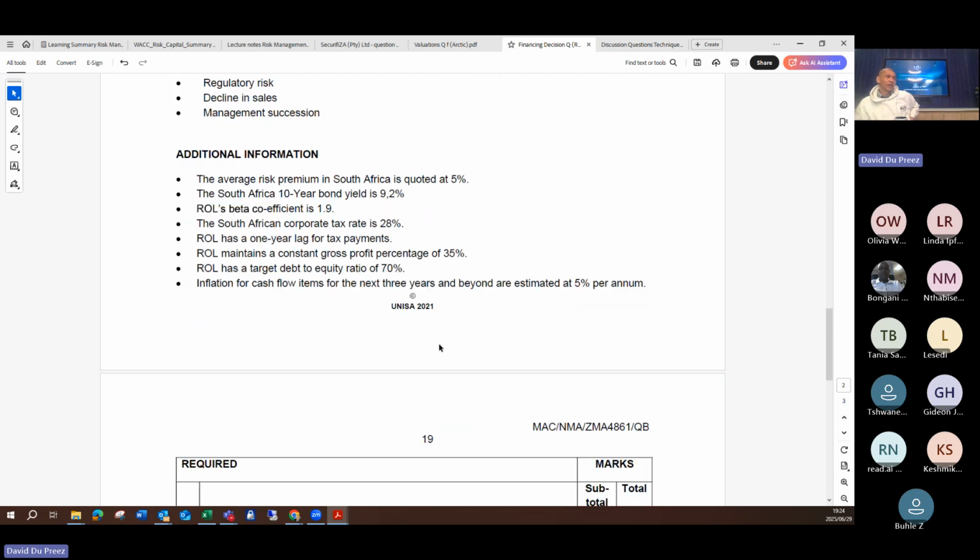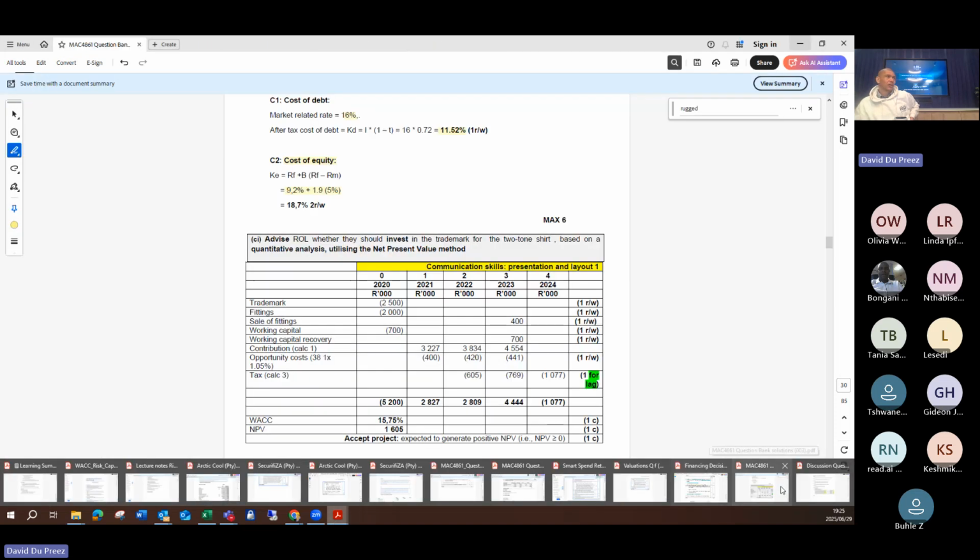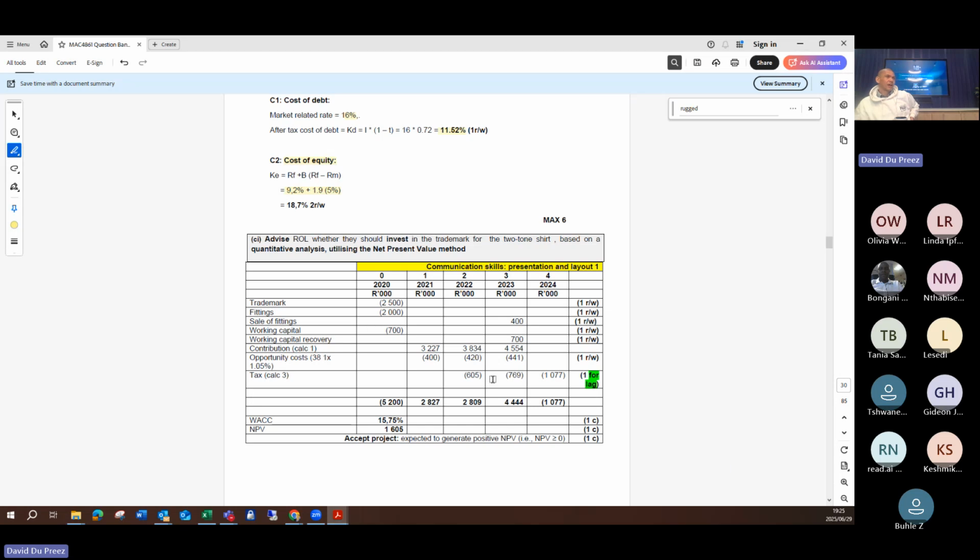And if you look at the allocated marks, 15 marks for that. This layout would have probably also been linked to the net present value calculation. And so if I go back to the solution, can you see here, communication skills, presentation, and layout, that one mark is given here, and really this is based on this. Can you see there's the trademark, there's the fittings, there's the sale of the fittings, which is that recoupment. Here's your working capital. There's the recovery of the working capital. Again, I would have put it in the same line.